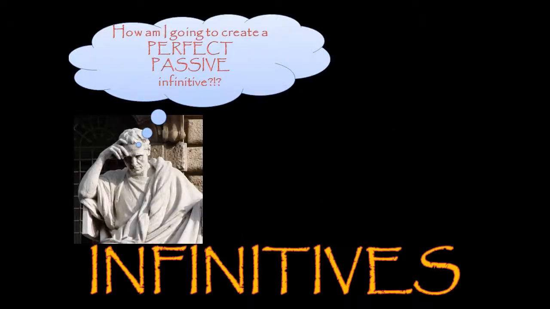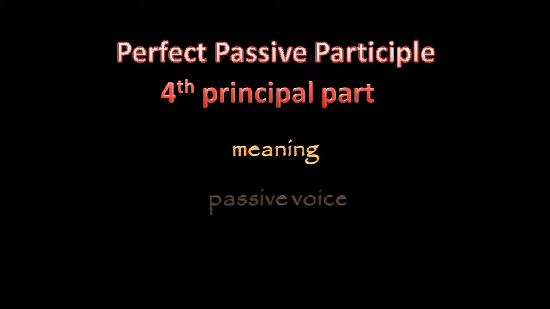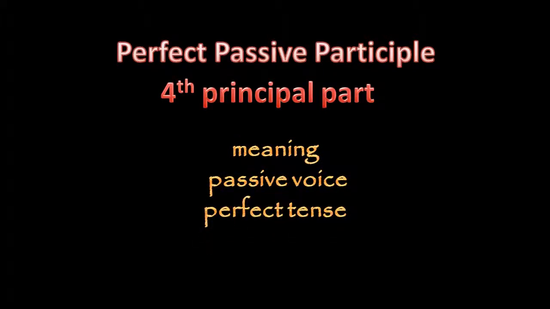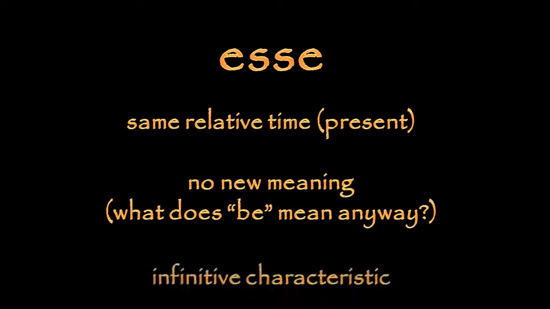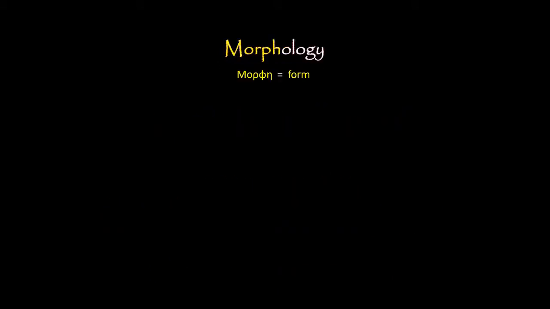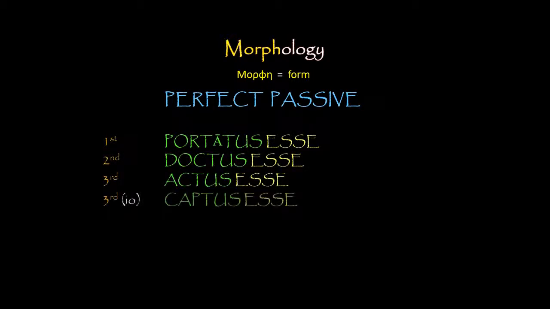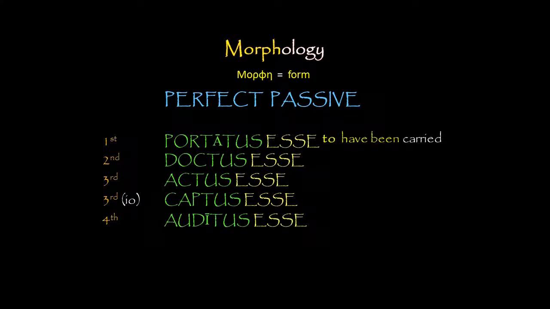So the next question is, how do we make a perfect passive infinitive? In fundamentally the same way. We'll start with the perfect passive participle, and then add as a separately stated word the infinitive of the verb to be. The perfect passive participle is what we know as the fourth principal part. It brings meaning, passive voice, and perfect tense. Then we'll add esse, the infinitive of the verb to be, which brings no new meaning, no new relative time, and the infinitive concept. That will then produce portatus esse, doctus esse, actus esse, captus esse, and auditus esse.